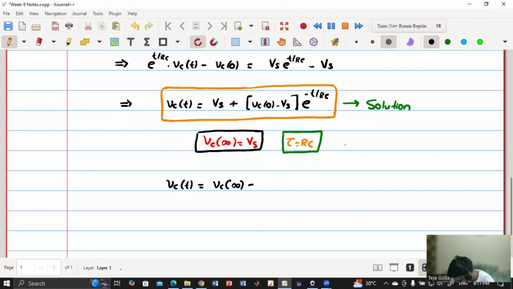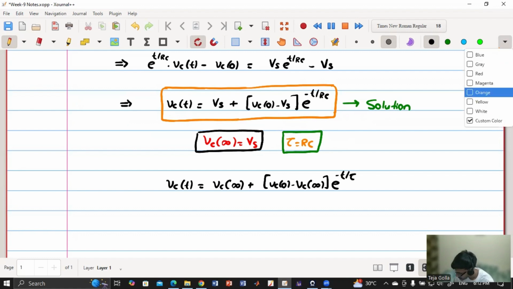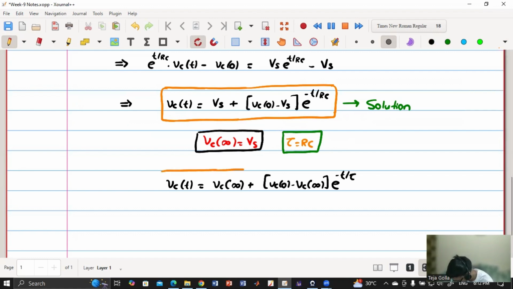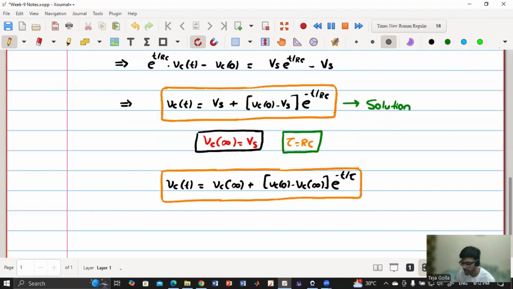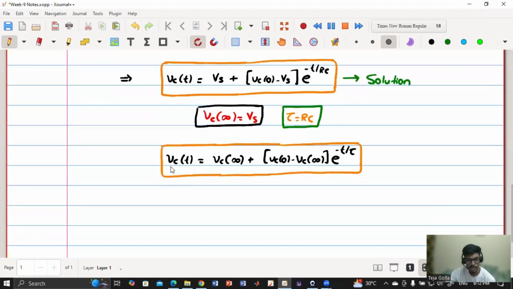Vc of infinity plus Vc of 0 minus Vc of infinity, times e to the power minus t by tau. So this is now the generalized expression which can be used for any first order circuit. Here it is capacitor voltage, but it is equally applicable to any other quantity like capacitor current, inductor voltage, inductor current. So if it is inductor current, it will be IL of t equal to IL of infinity plus IL of 0 minus IL of infinity into e to the power minus t by tau.